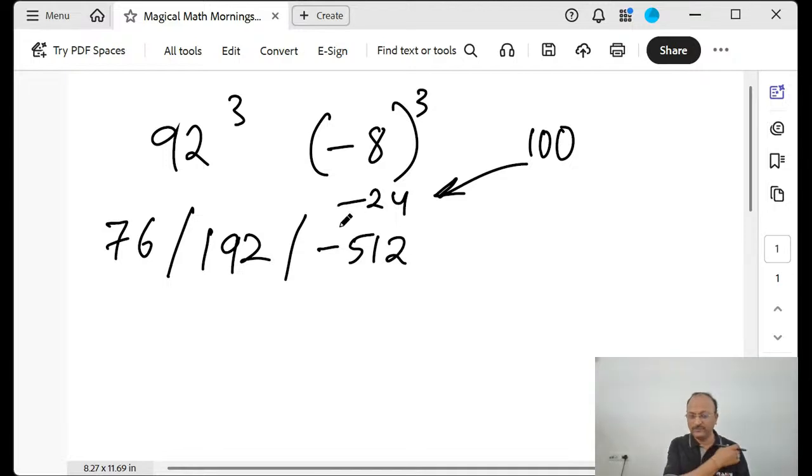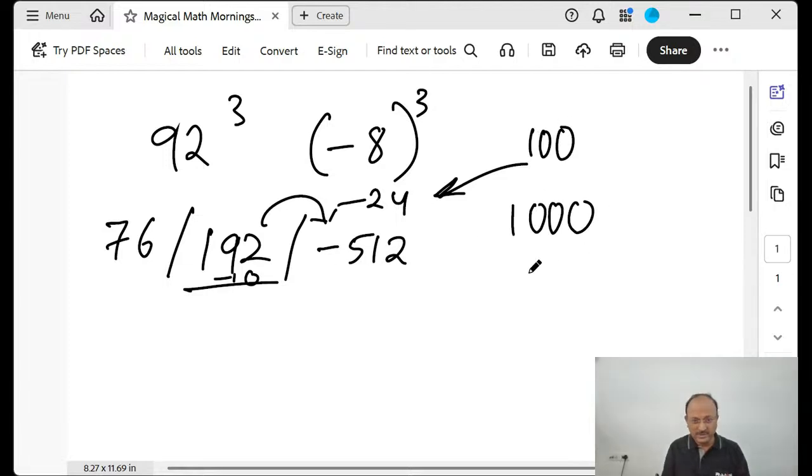-512. We cannot write -512 directly, so we are going to borrow something from here to convert this number to positive. If we borrow only one number, this 192 would become only 100, so we have to borrow 10. Then, because the base has 2 zeros, we add 2 zeros. From that, we subtract this 512 and write the answer using the Nikhilam Sutra.